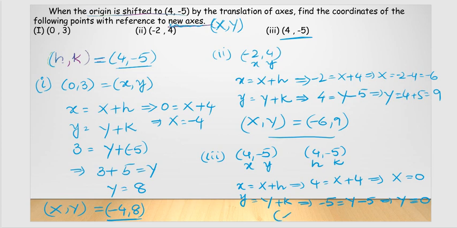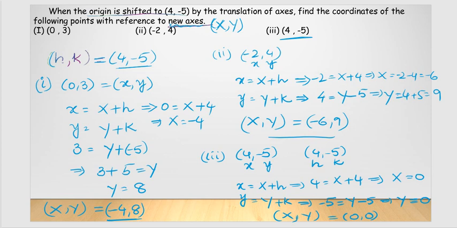So what did I get here? Capital X comma Y is equal to 0 comma 0, right? So here the x comma y value is the origin of the translated axis, right? So from this what can I say? So x is equal to x plus h, right? So 4 is equal to x plus 4. So for 4, how much should be added? 0, so that you will get 4 here. So from this clearly the translated point is nothing but 0 comma 0.